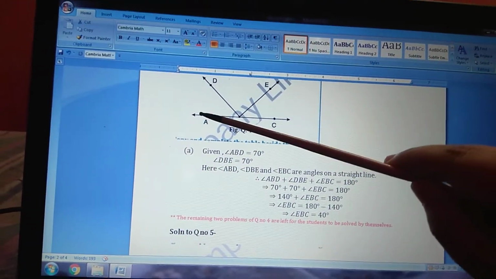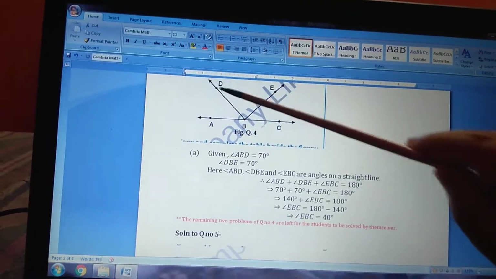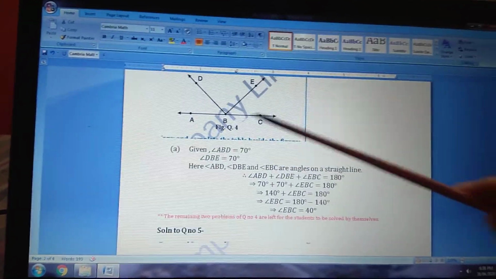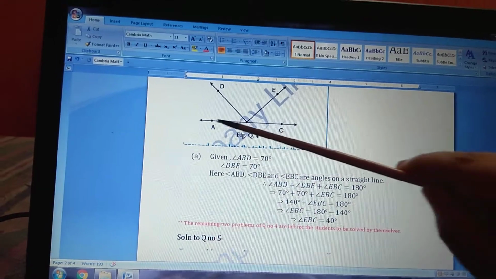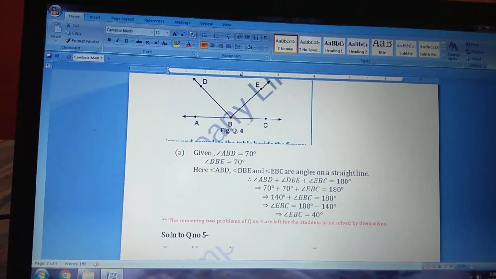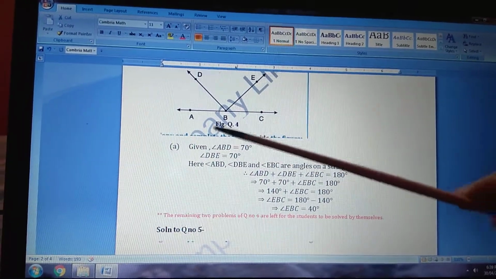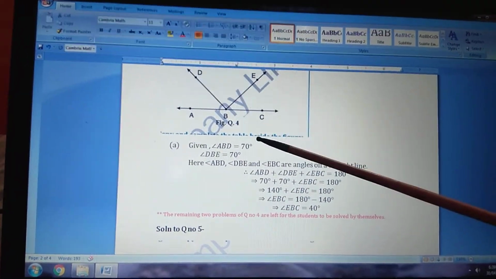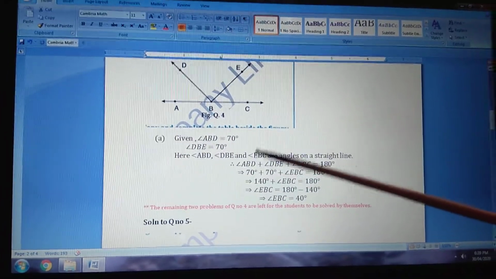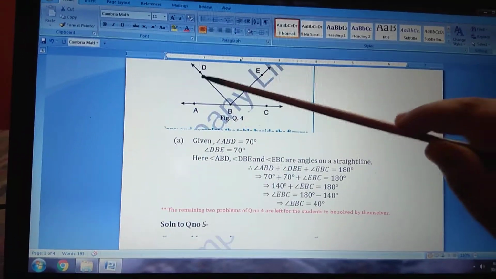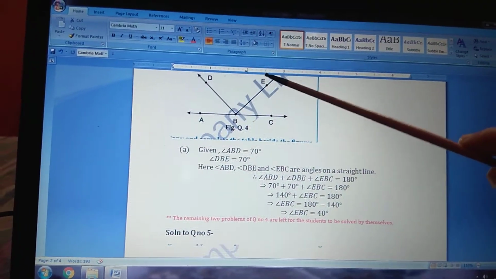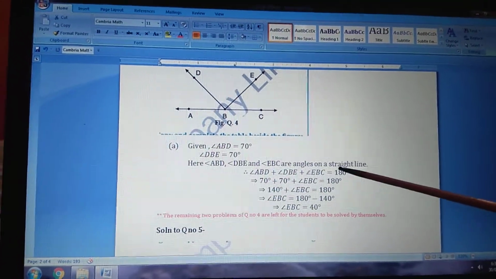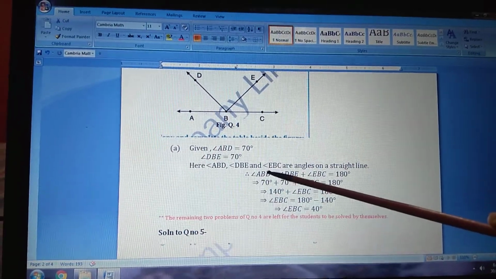Now look at the figure. ABD, DBE and EBC are what type of angles? They are angles on a straight line. So what was the rule of angles on a straight line? Their sum is 180 degrees, because the measure of a straight angle is 180 degrees. So ABD plus DBE plus EBC equals 180 degrees. The sum of all three is equal to 180 degrees. Its value is 70.